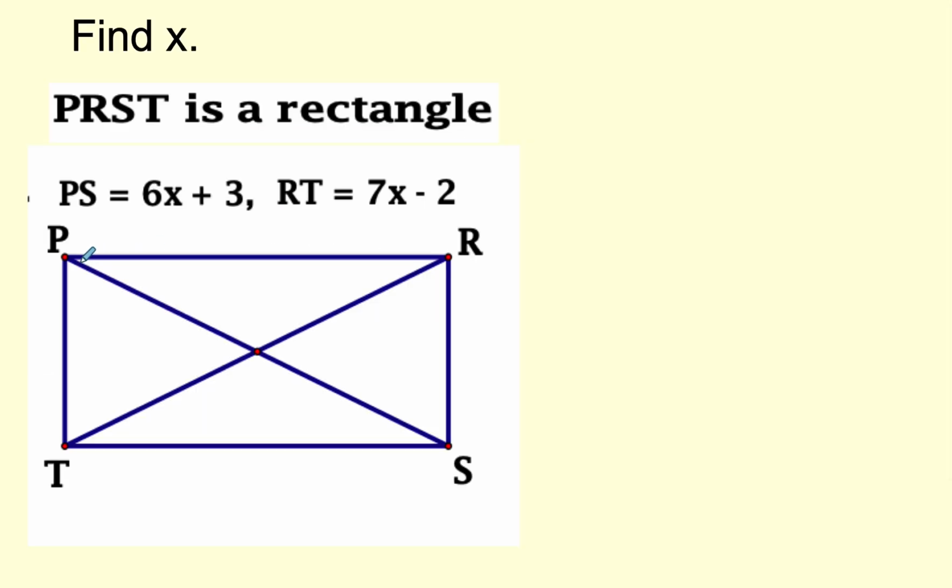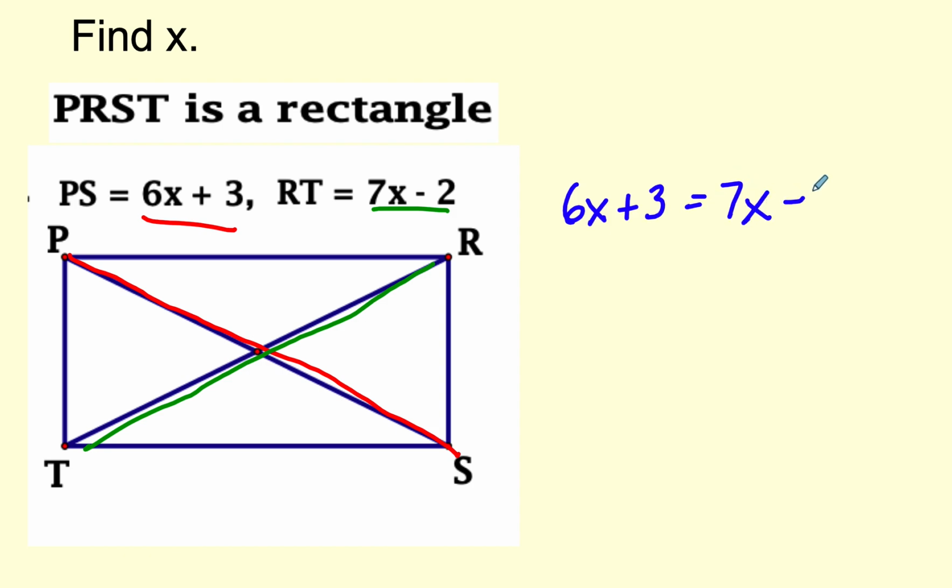Okay, PS is actually a diagonal. So they're telling us this diagonal is this, and then they're telling us this diagonal right here, and that's this. And now, remember we just talked about that diagonals are congruent. So I'm going to set this diagonal 6x plus 3 equal to this diagonal 7x minus 2.